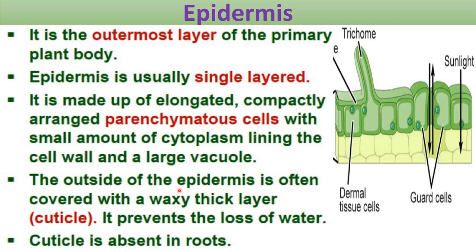The outside of the epidermis is often covered with a waxy thick cuticle layer, that is cuticle. So on outermost side this thick waxy layer is present, that is cuticle, and this cuticle layer prevents the loss of water. So function of cuticle layer is to prevent the loss of water. Cuticle is absent in roots. So this cuticle is found only in stems, it is absent in roots.